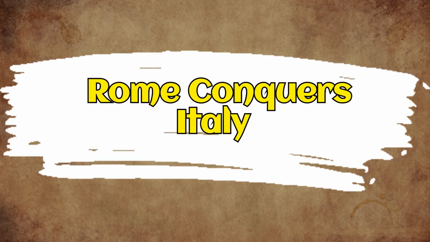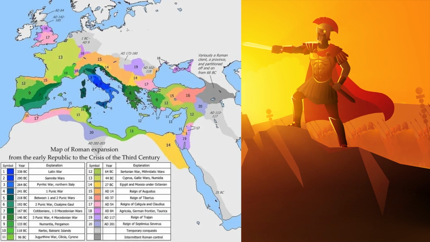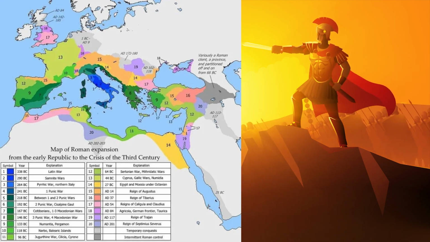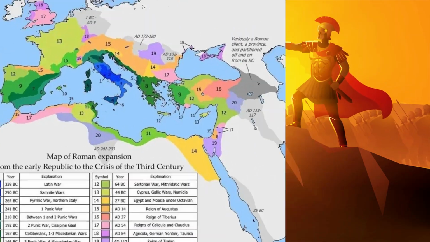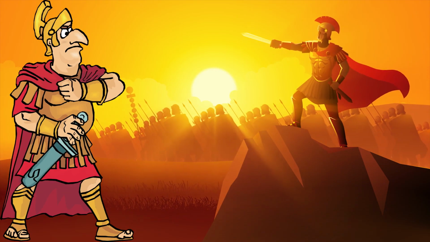Rome conquers Italy. The conquest of Italy by Rome, a remarkable transformation from a city-state in 340 BC to the dominator of the entire peninsula by 264 BC, was a testament to the military prowess and strategic acumen of the Romans.